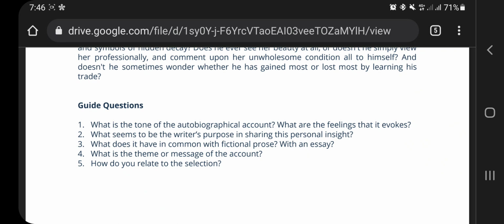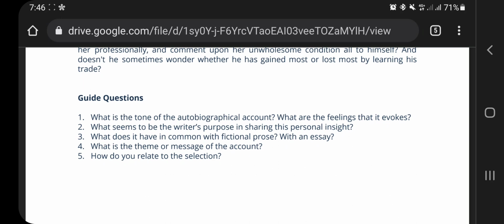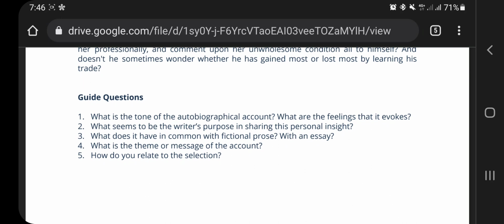What is the theme or message of the account? And how do you relate to the selection? How are we able to ponder these selections and try to relate ourselves to them for them to become more comprehensible? These are very useful guide questions in order for us to understand best what the author, Mark Twain, meant with his autobiography. So this is telling us his life experiences, his ideas and feelings about a particular experience that had significant impact on his life.